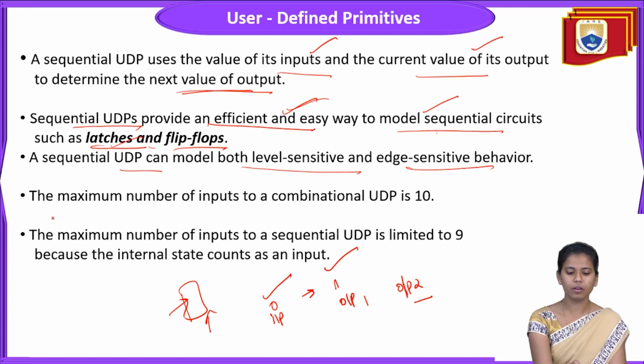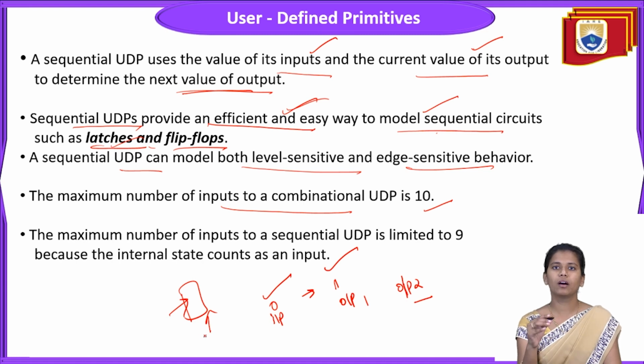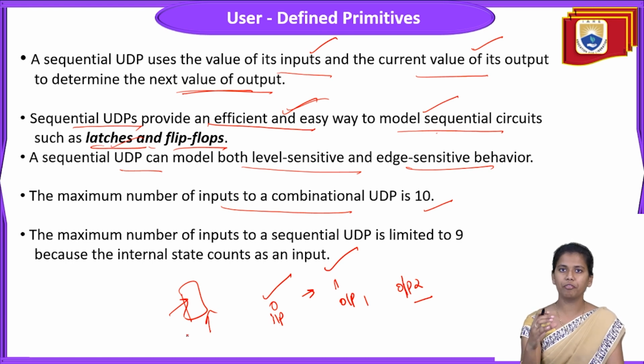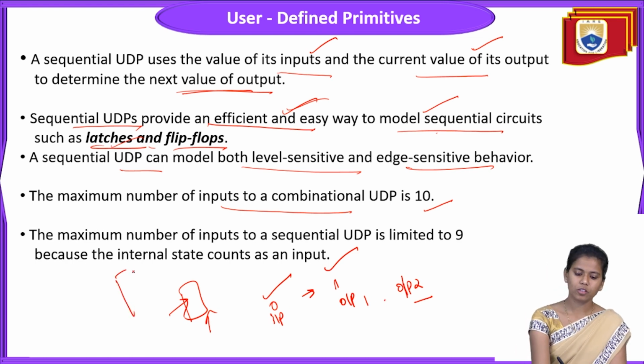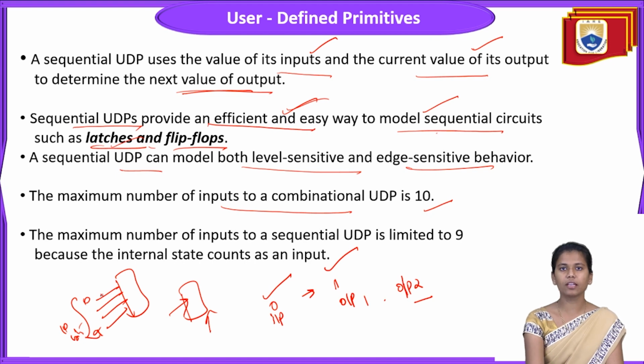Coming to the fourth point, the maximum number of inputs to a combinational UDP is 10. As I said, user-defined primitives may have multiple inputs with a single output, and so on. So the maximum number of inputs can be 10, that is 0 to 9, totally 10 bits. So 10 is the maximum number of inputs for a combinational UDP.